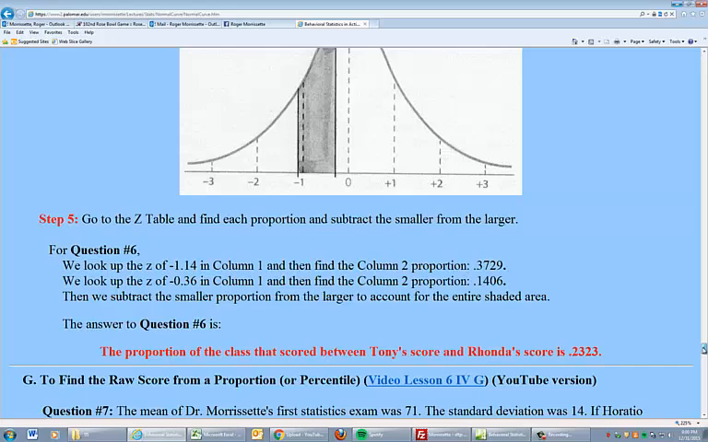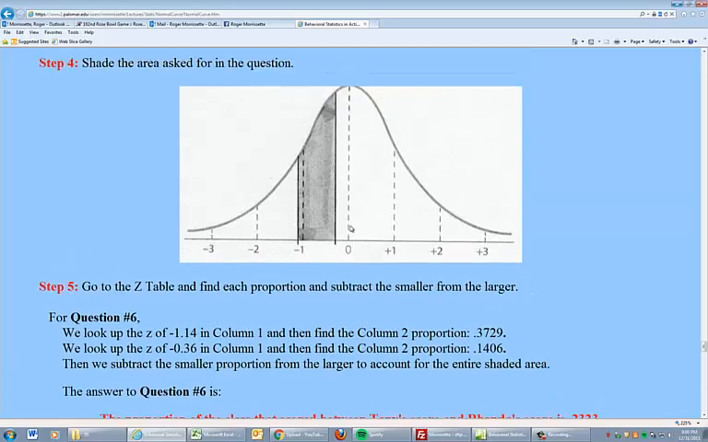Now, let me show you one other thing before we move on. We could have used the column 3's. We could have taken this column 3 z from here to the tail and subtracted this column 3 z from here to the tail. You see how if we subtracted this little one from the big one, we would have ended up with this shaded area. That's a second way of doing it.